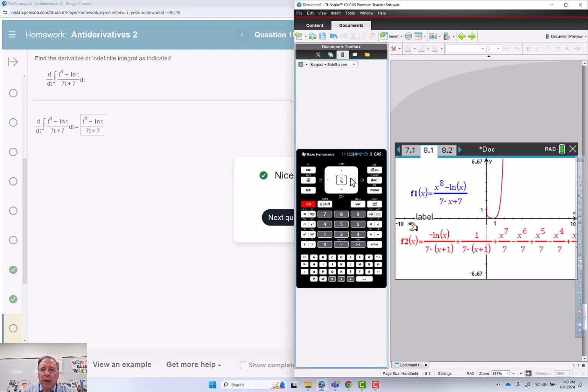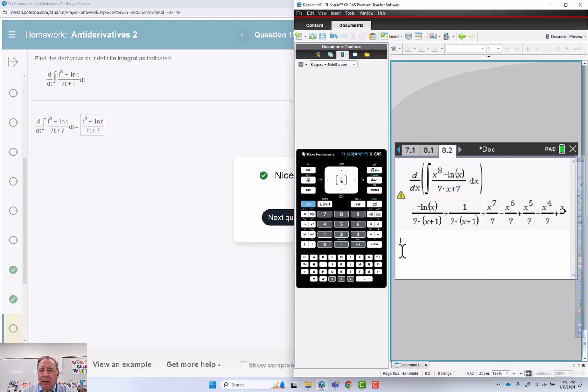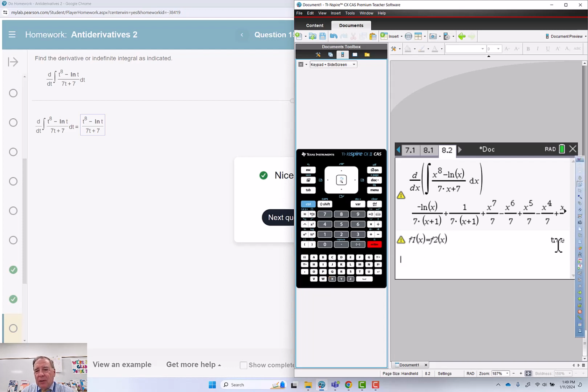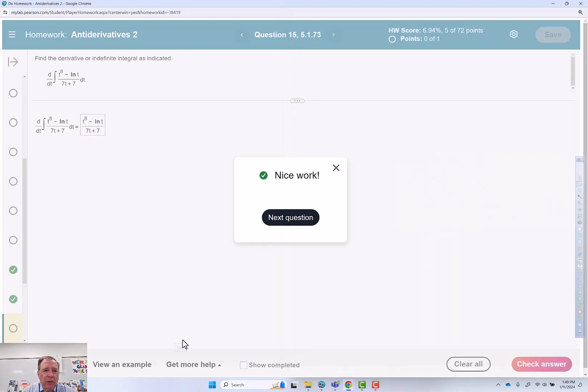And one other way I can verify that is I can go back to the calculator and go var f1 of x, get out of the parenthesis, equals f2 of x. And this is like asking the calculator the question, is this equal to this? And it says true. So this monstrosity and this are the same thing in a greatly different form. And that concludes this video.